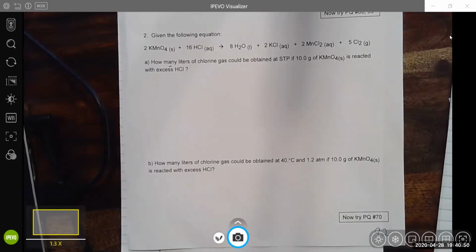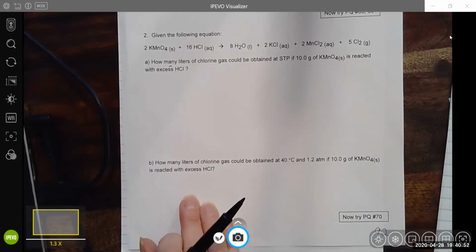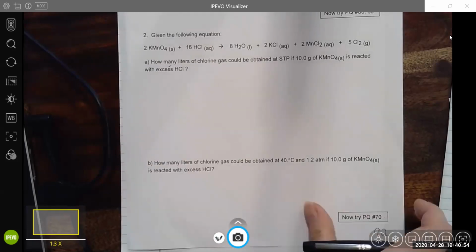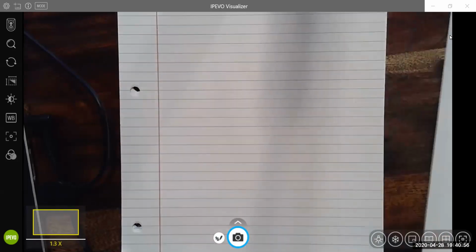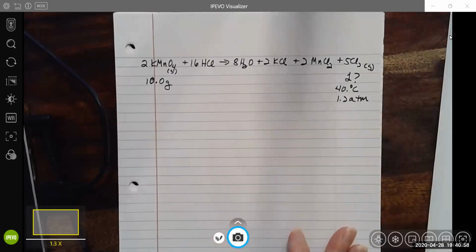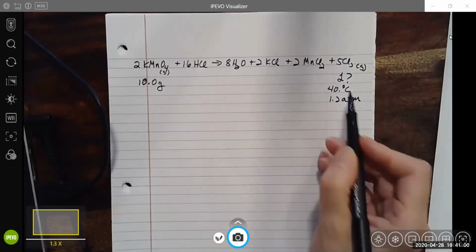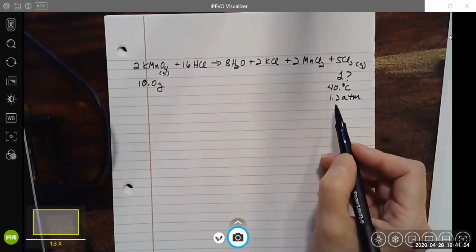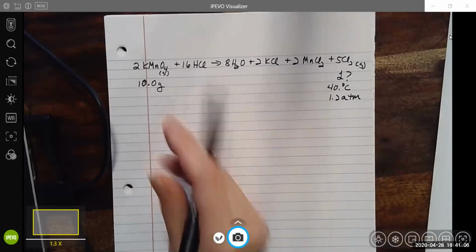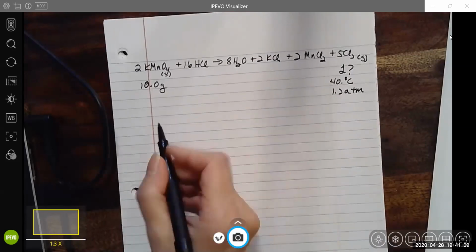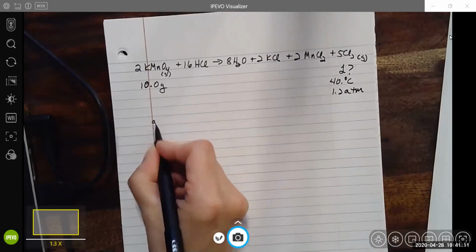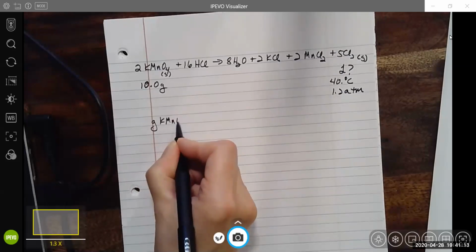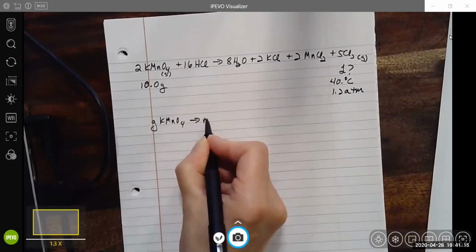I'm going to go to another page and do this because there's not a lot of room here. So I've already copied the reaction down and some of the information on the next page. All right, so there's the reaction, and we're looking for liters over here of the chlorine, and this is the temperature and the pressure they gave us. And we're starting with 10 grams. So let's just do a little map here. I'm going to start with my grams of potassium permanganate. I'm going to change that to moles.